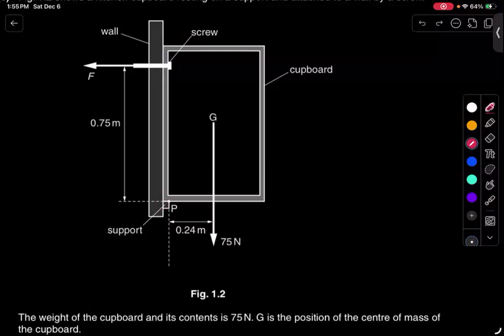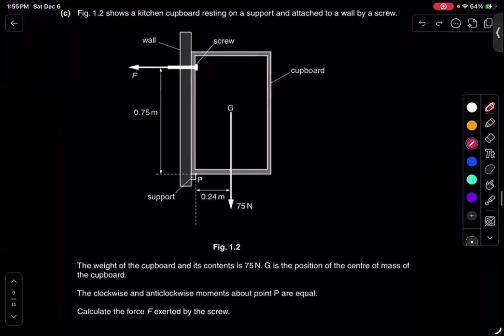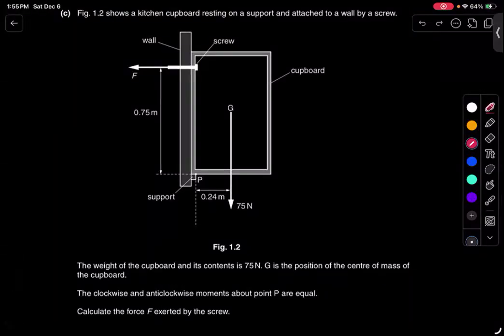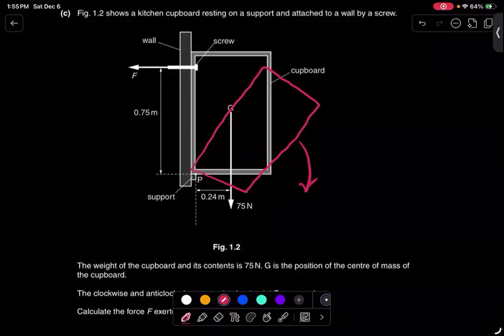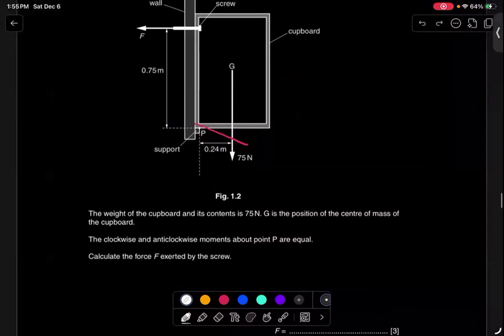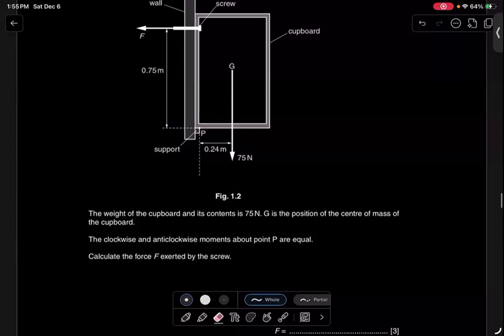So if the kitchen cupboard was not screwed to the wall, then because of the weight, this kitchen cabinet is going to fall down like this, in this direction. Why? Because of the weight, right? But in order to make sure that it did not fall down in that direction, you had to screw it to the wall, and that's where the screw comes in. So that's the question, and you have to calculate the force exerted by the screw. I'll give you 5 minutes to try to figure this out.